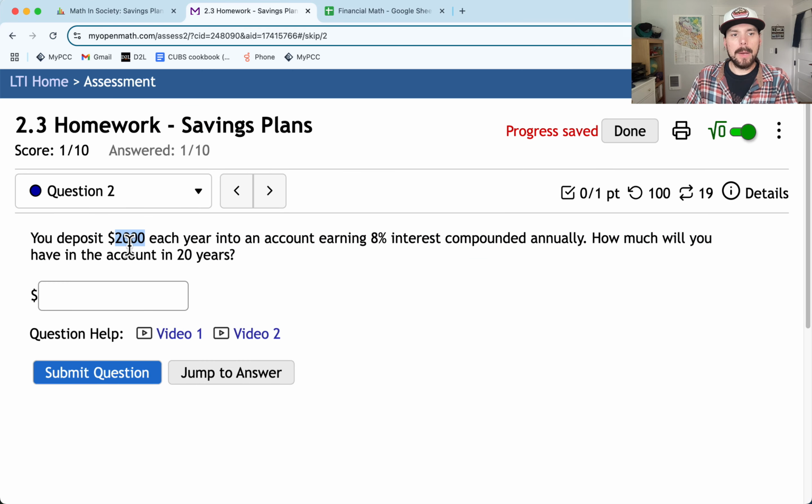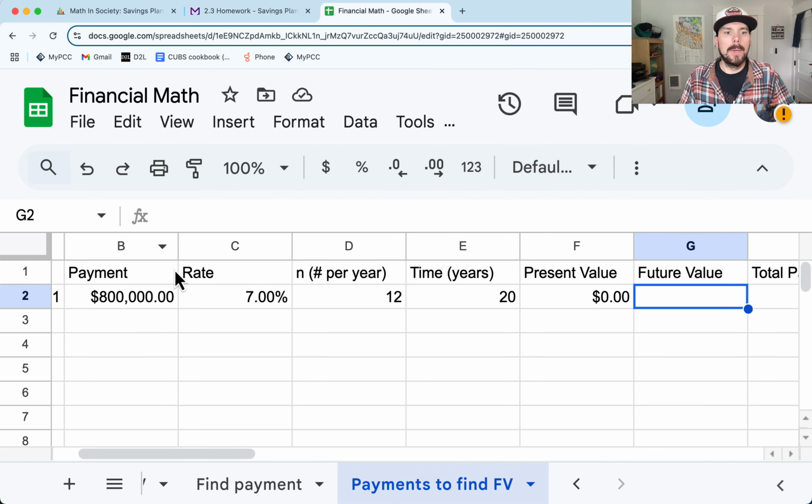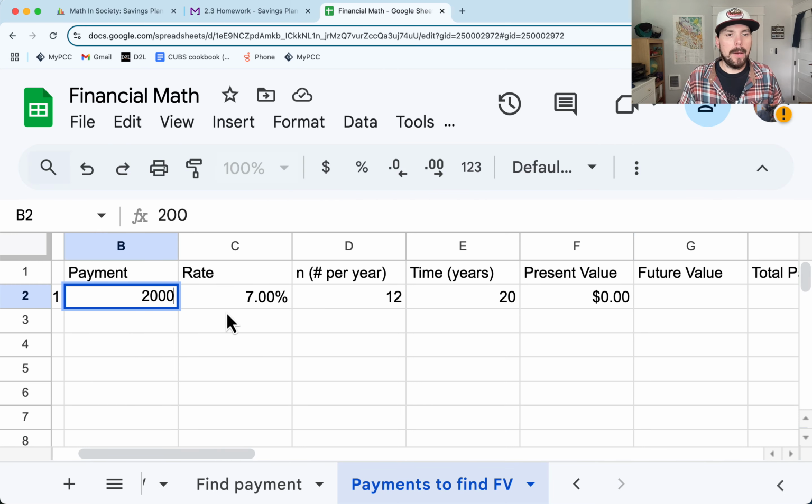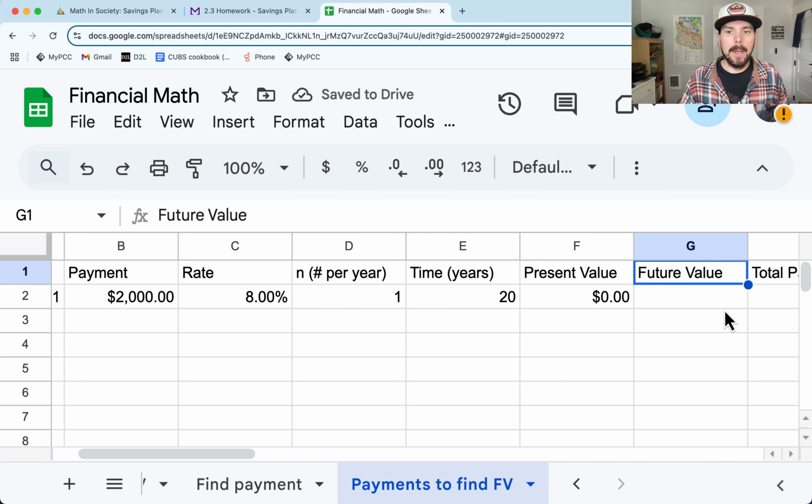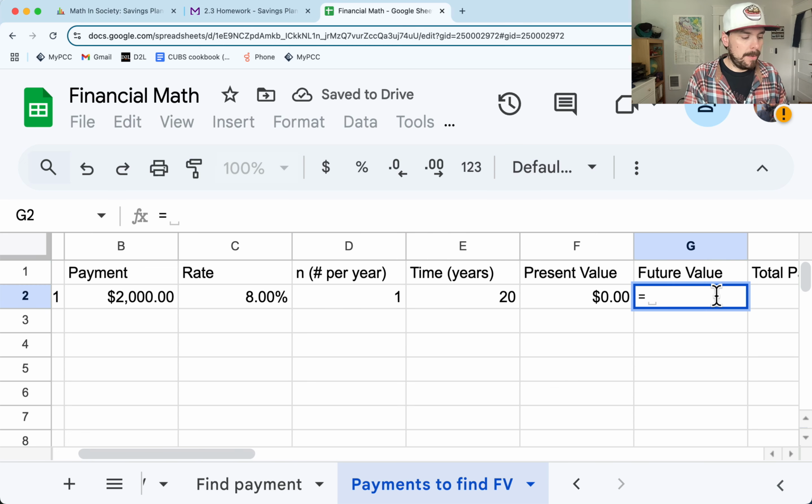This is a $2,000 deposit every year. It's going to be a payment of $2,000 in that case. We'll have 8% interest annually for 20 years. Back here for my payment, $2,000, 8%. Annually was once per year for 20 years. Now with that information, I can find my future value.